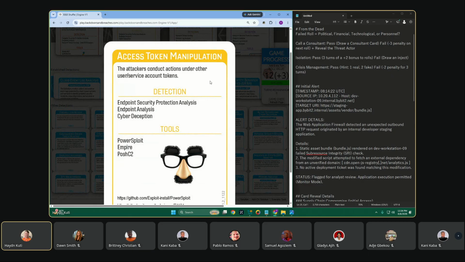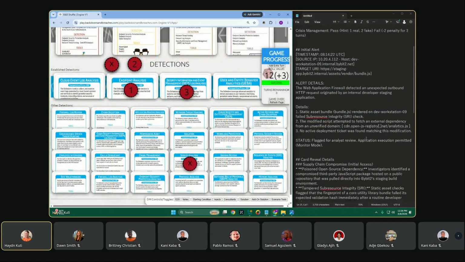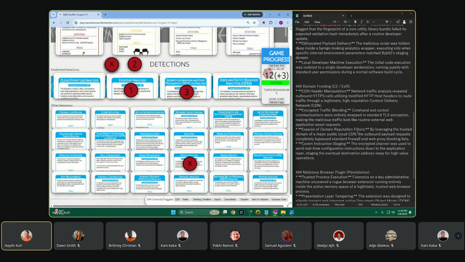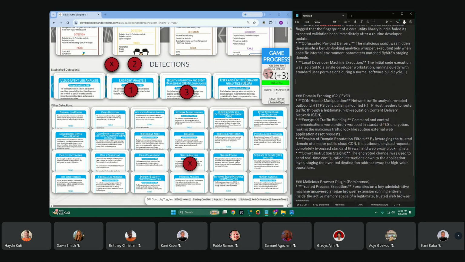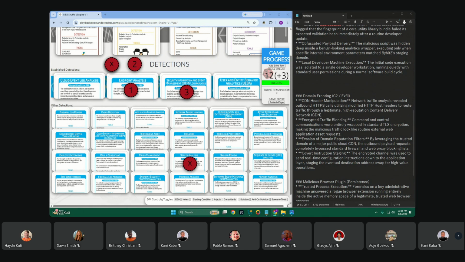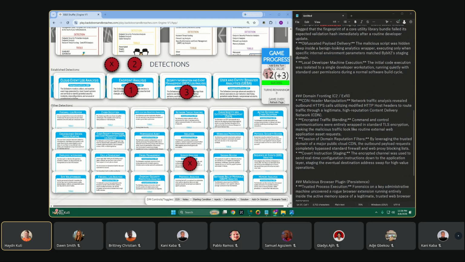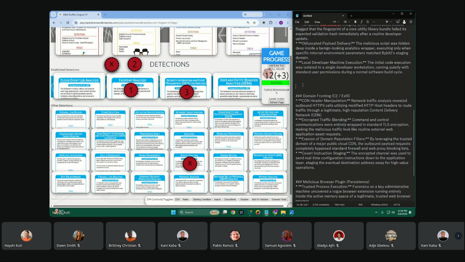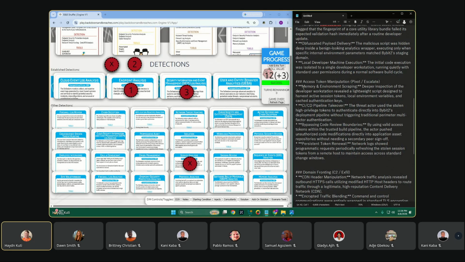Access token manipulation. The attackers conduct actions under other user/service account tokens. I'll show you guys the details for this, but not super relevant now that we've finished, but I do have the full story for you in a second. Also, if you check on school, you can find out the information about who this was. If you don't look now, I'll tell you in a second.